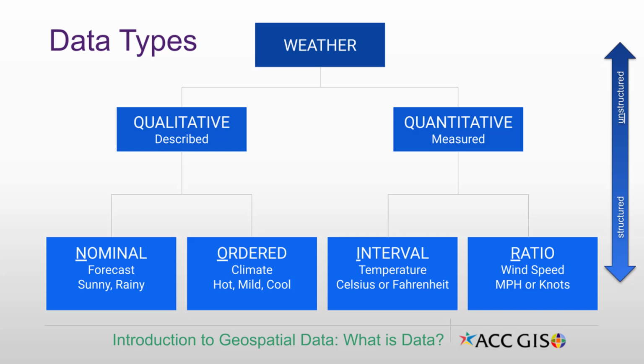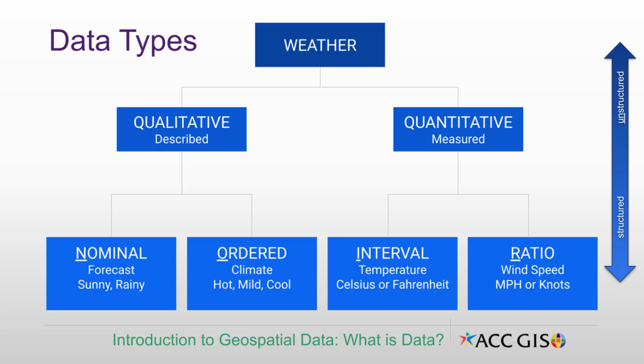But if we order that weather data, like for climate, hot, mild, and cool climates, now we're turning it into ordered data, in which the hot is hotter than the mild, and the mild is warmer than the cool, for example. When we look at an interval data type relative to weather, temperature is a really good example.